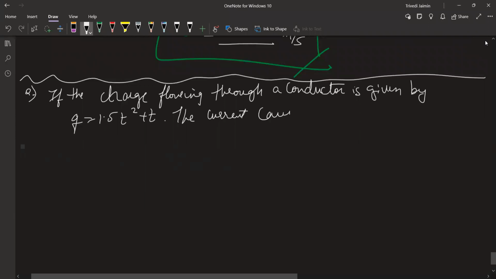Current caused at t equals 2 seconds will be what? Solve it. I want this answer in 30 seconds. Come on, quick. The time starts. Where's my clock?